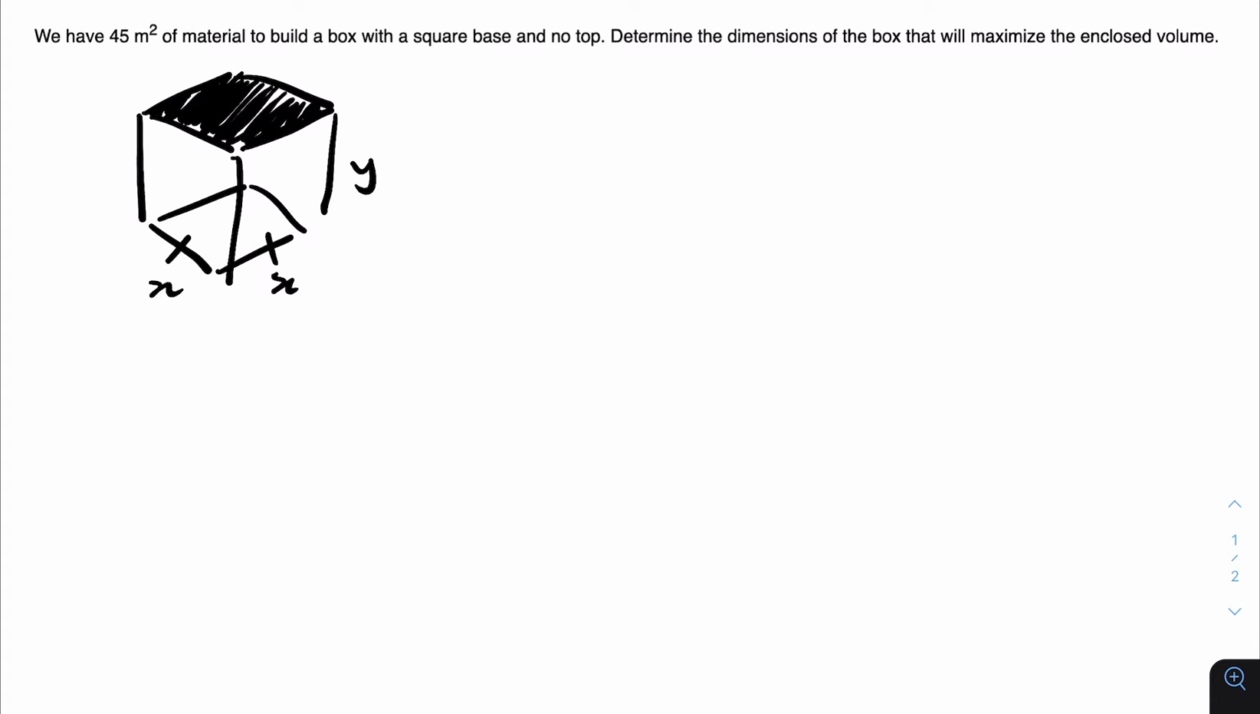So we first should construct an equation for the surface area, because that's what we actually have information about. So that would be x squared, since we're adding the base in, plus the four sides around the side, because there's nothing on the top. And that's measured by 4xy, because 4 times xy, which is the measurement for each side. And that's equal to 45. Now we have to actually find an equation for what we want to find out, which is the volume. Which in this case is just length times width times height, which is just x squared y.